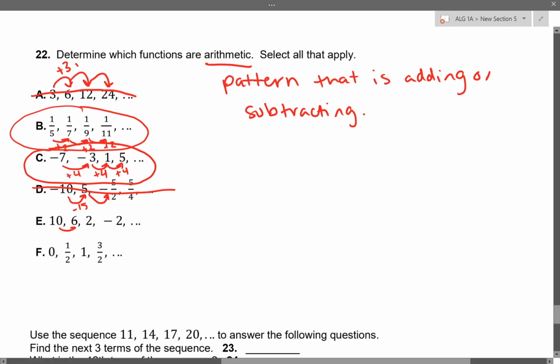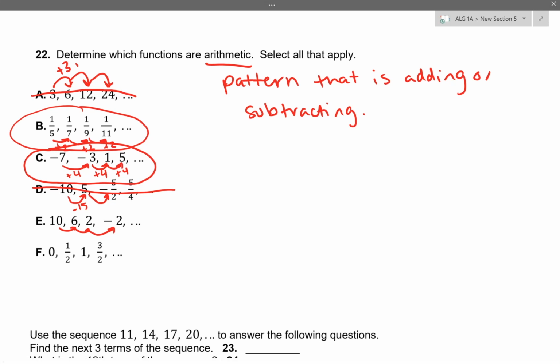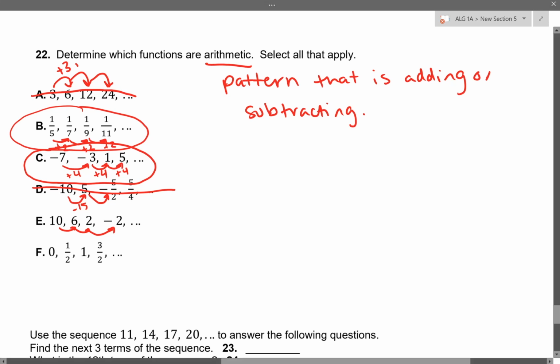Next one is 10 to 6, 6 to 2, 2 to -2. So 10 to 6. How would I go from 10 to 6? Well, I would subtract 4. 6 minus 4, does that give me 2? Yeah, it does. So a minus 4 again. Does 2 minus 4 give me -2? Yeah, it does. So that one is also an arithmetic.